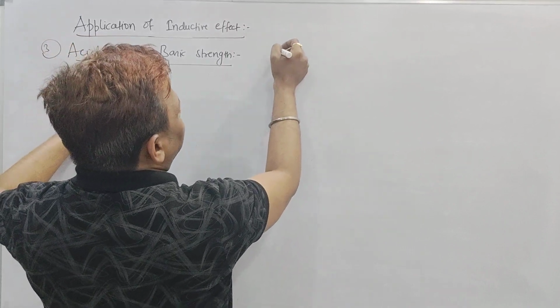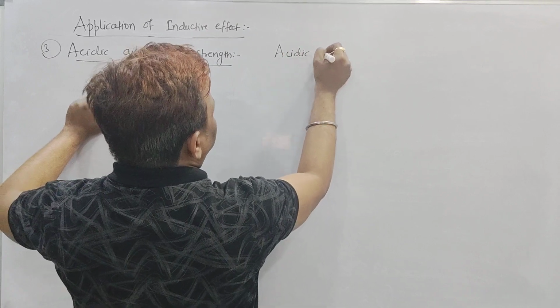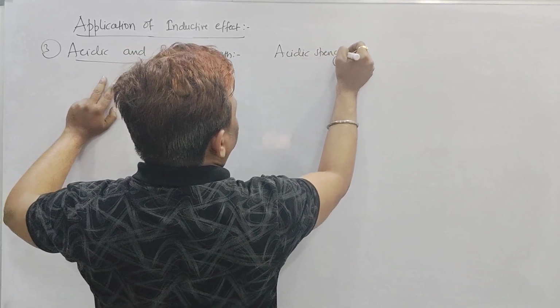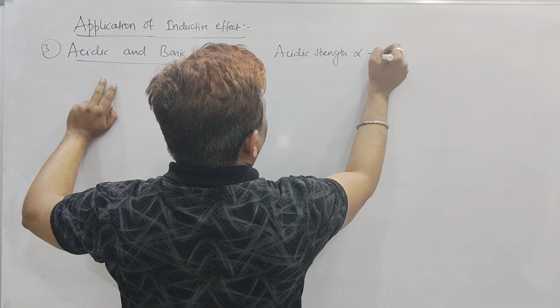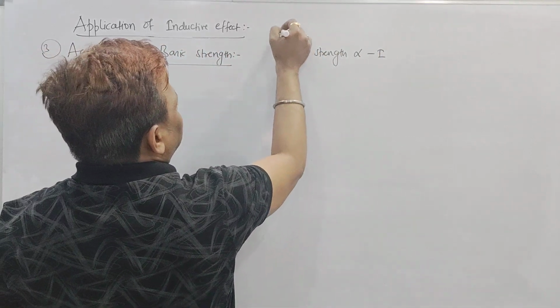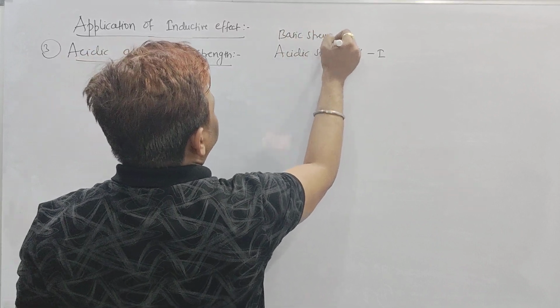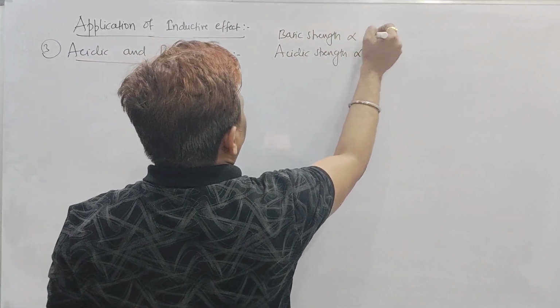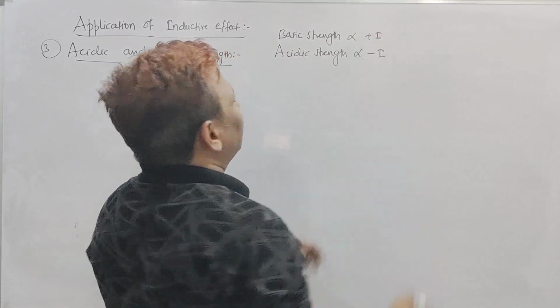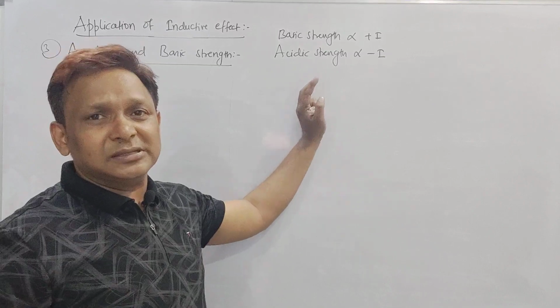What is that? Greater the number of minus I, beta, greater the number of minus I effect, greater the acidic strength. Beta, greater the number of plus I, greater the basic strength. So basic strength is directly proportional to plus I and acidic strength is directly proportional to minus I. This is the one rule.